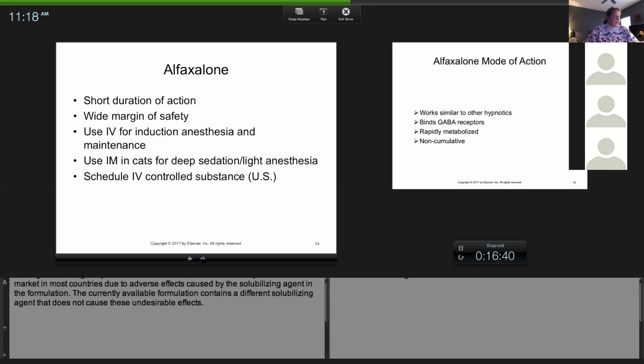Alfaxalone, which is Alfaxan, is another ultra short acting non-barbiturate. It's also called a neuroactive steroid. It's a steroid molecule. It's for induction. You can give it IM. It is off label IM, but you can use it, but it is controlled. So the difference between Alfaxan and propofol is Alfaxan is controlled.